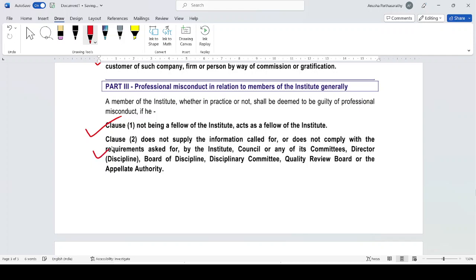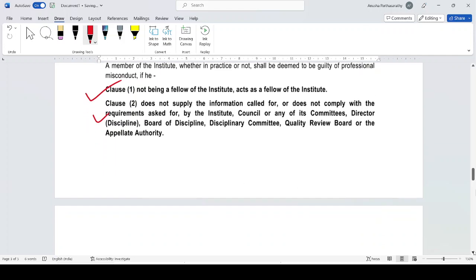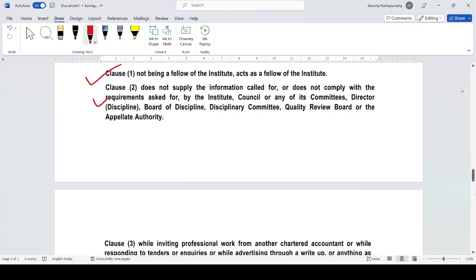As per Clause 2 of Part 3 of the First Schedule to the Chartered Accountants Act 1949, a member of the Institute, whether in practice or not, shall be deemed to be guilty of professional misconduct if he does not supply the information called for or does not comply with the requirements asked for by the Institute, Council or any of its committees, Director (Discipline), Board of Discipline, Disciplinary Committee, Quality Review Board or the Appellate Authority.